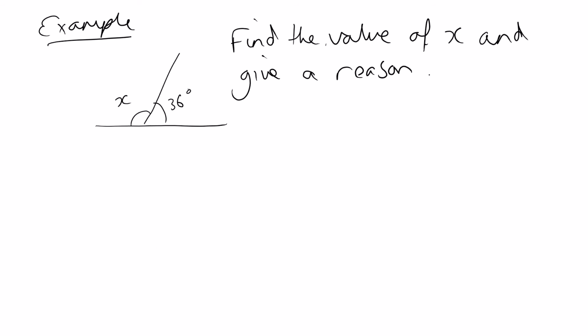Okay, so this is a pretty standard question with angles on a straight line. Find the value of the angle x and give a reason for your answer. So first thing we need to do is we know we've got a single point there, so angles are going to add up to 180. So x is going to be 180 minus 36, which is 144 degrees. Okay, so we would then write out that x is 144 degrees.